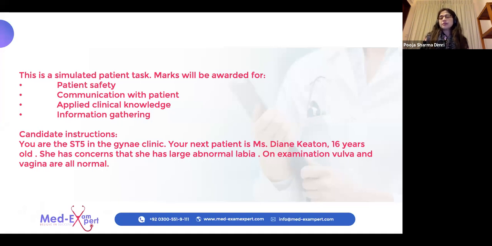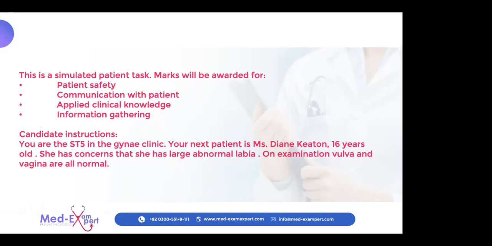It's a way of saying so. See, this station doesn't have much applied clinical knowledge though. It is more about communication. It's only a communication and a negotiation with the patient, who is adamant on one thing, and you have to explain to her that this is what is happening. Do you get my point? It's more clear now. Yes, yeah.